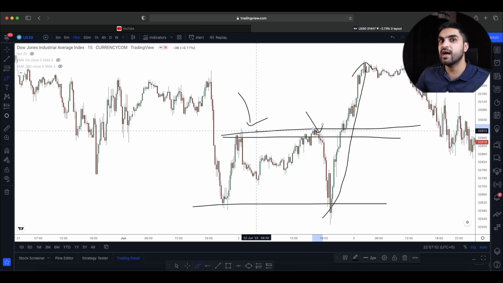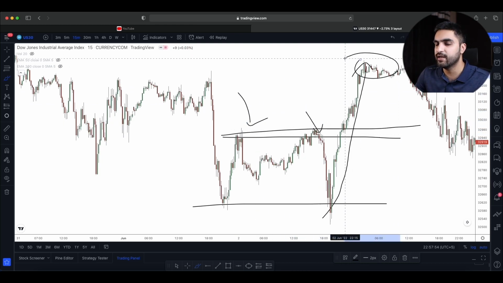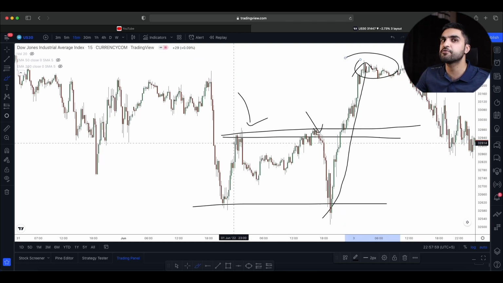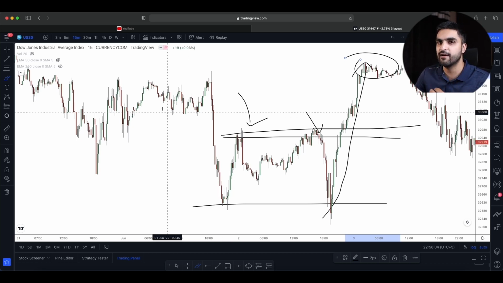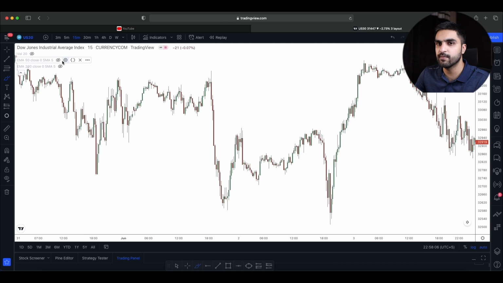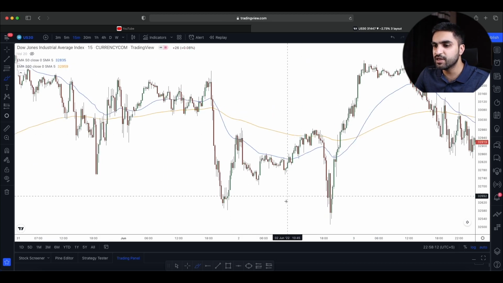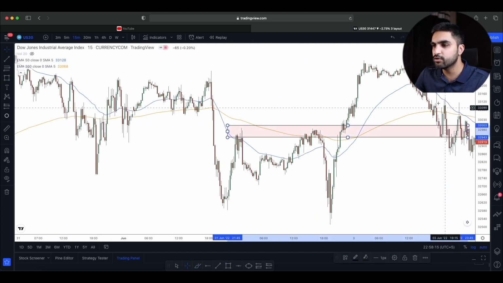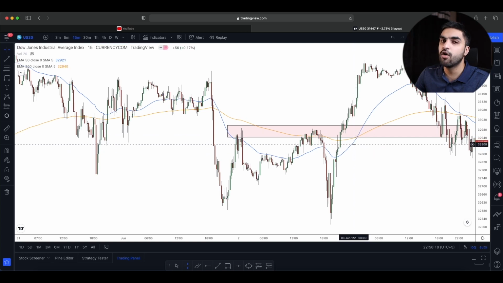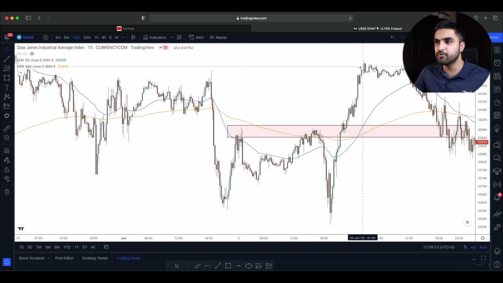When we broke it to the upside, we created a higher high here. Now we have created a higher high. We have broken the strong resistance level to the upside. So we need to confirm it using our two exponential moving averages, 50 EMA and 200 EMA. If we add both, you can see when we broke it to the upside, the 50 EMA after that also went higher than the 200 EMA, which confirms that yes, we are in the uptrend. We have created a higher high. We have broken the resistance level.